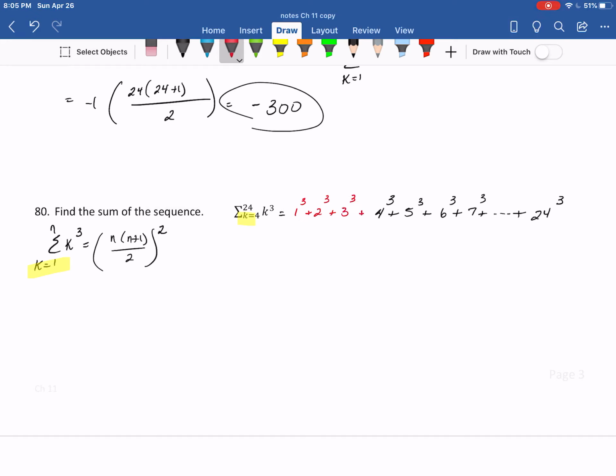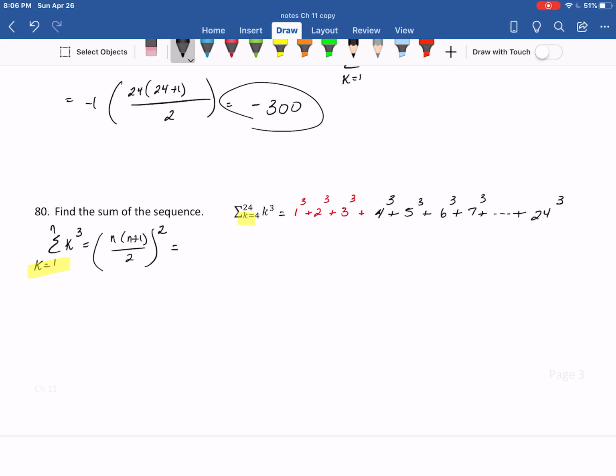All right, so those are the values, those are the terms that are not included in your answer. If they were included in your answer, this would be great. You would just use the formula, k goes from 1 to 24, and you're done, okay? So why don't we go ahead and do that? Even though it doesn't say to, let's go ahead and do that. So let's use the formula. K goes from 1 to 24, okay?